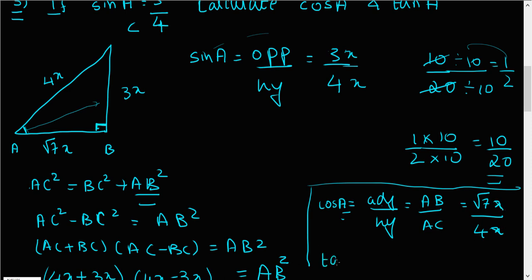And then we have tan A. Tan is given as opposite by the adjacent. Adjacent, neighboring. So all this with respect to which angle? Angle A. So opposite to angle A is 3x. 3x by adjacent, root 7x. So I have, it is 3 by root 7. So those are our required values.